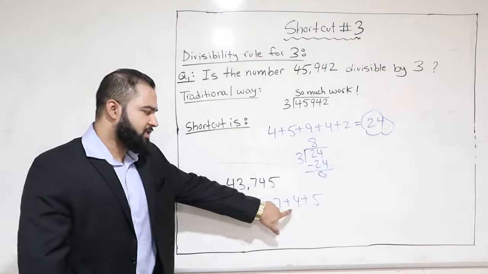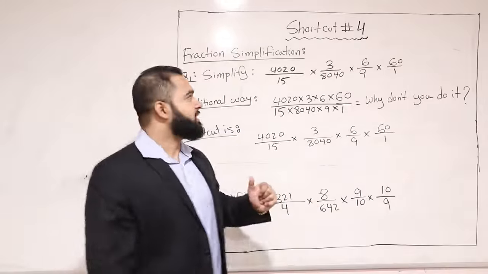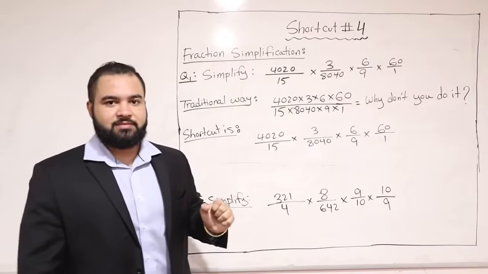No, it is not. It means 43,745, this number cannot be divided by 3. The shortcut number 4 is about fraction simplification.